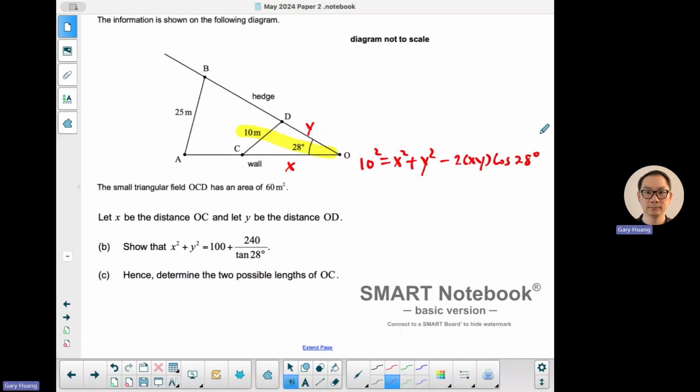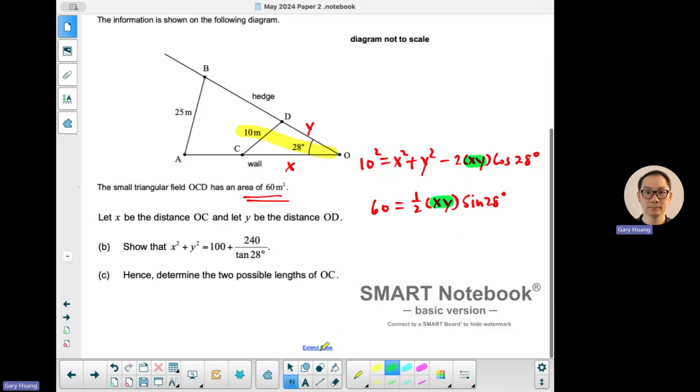Okay, and then the area is 60. The area of a triangle, which is 60, is equal to half AB sine C. So if I can substitute xy, you see how there's an xy here and an xy over there. If I can rearrange the equation and substitute xy, I'm going to be able to make it look like that.